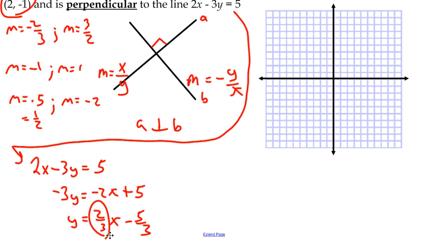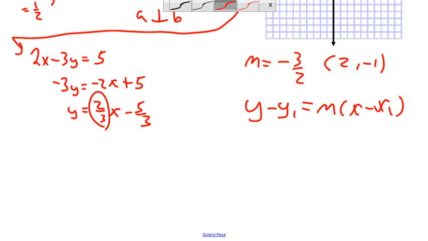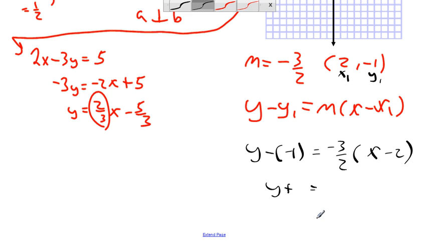It says to write an equation that's perpendicular to this line, so I know my new slope must be the negative reciprocal, which is negative 3/2. And we also have our point, (2, -1). Now that we have a slope and a point, let's find our equation using the point-slope formula. Let's plug in x1 and y1, and this is our m. So y minus -1 equals -3 halves times x minus 2. This becomes y plus 1.